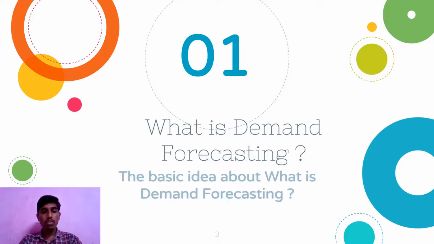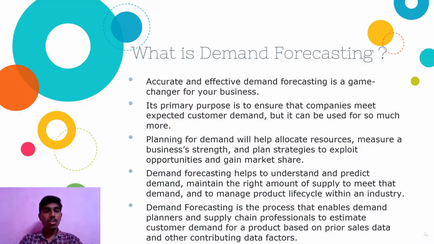The basic idea about what is demand forecasting. Accurate and effective demand forecasting is a game changer for your business. Its primary purpose is to ensure that companies meet expected customer demand, but it can be used for so much more. Planning for demand will help allocate resources, measure a business strength, and plan strategies to exploit opportunities and gain market share. Demand forecasting helps to understand and predict demand, maintain the right amount of supply to meet that demand, and to manage product life cycle within an industry.